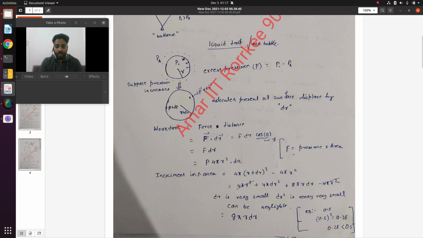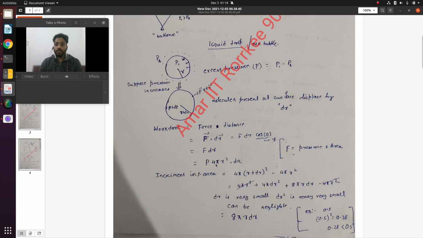The expression of work done is force into distance, we know. So you can see here the displacement is radial, because the expansion is radial. The smaller liquid drop expands radially, symmetrically, from center outward, and the force is also outward. So the angle between force and the radius is 0. Now F dot dr becomes F dr cos theta. Cos theta is 1 because the angle between F and dr is the same, cos 0 is 1, so this is F dr.